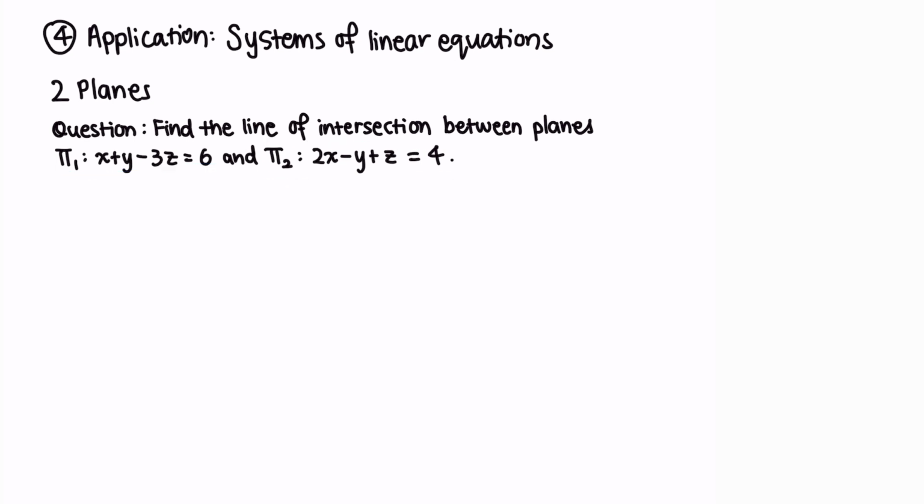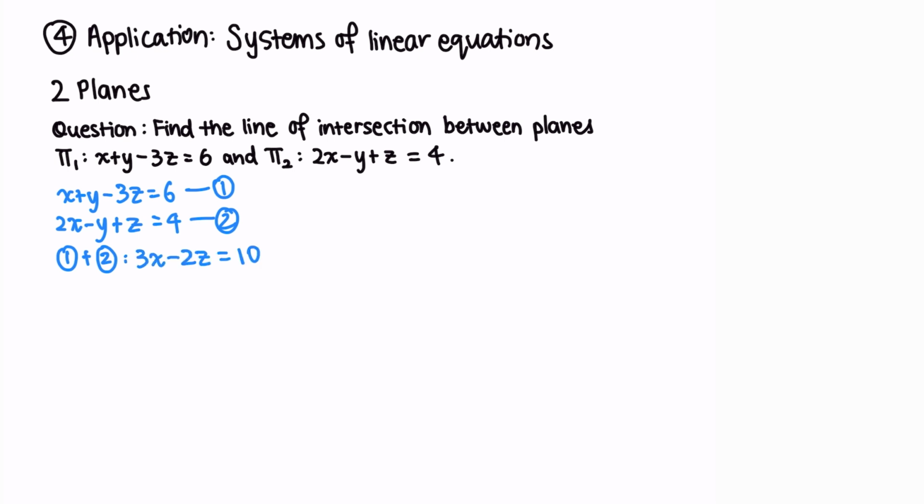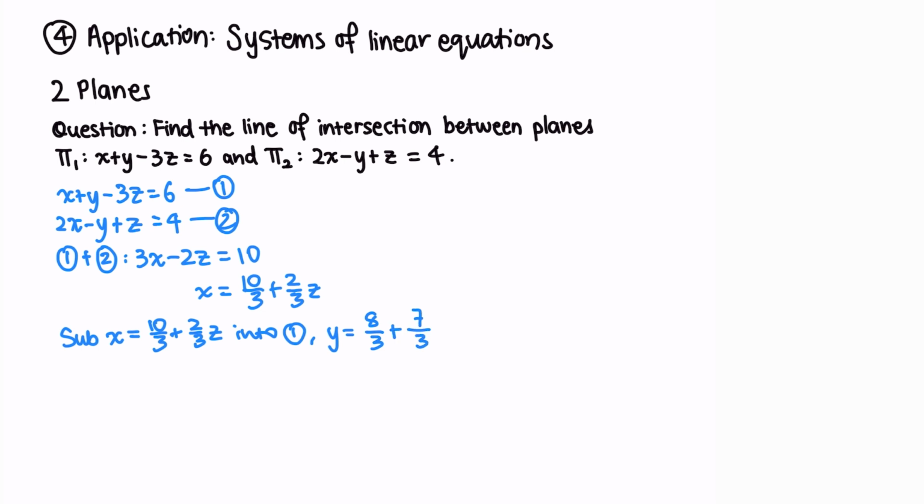Now what this is, basically, is simultaneous equations. So what I'm going to do is try to solve the simultaneous equations. What I want to do is maybe eliminate a variable. So if I take equation 1 plus equation 2, this will get us 3x minus 2z equals 10. And let me just make x the subject of the formula. And if I sub this into equation 1, what I can do is find y in terms of z. So this will give us y equals 8 over 3 plus 7 over 3 z.